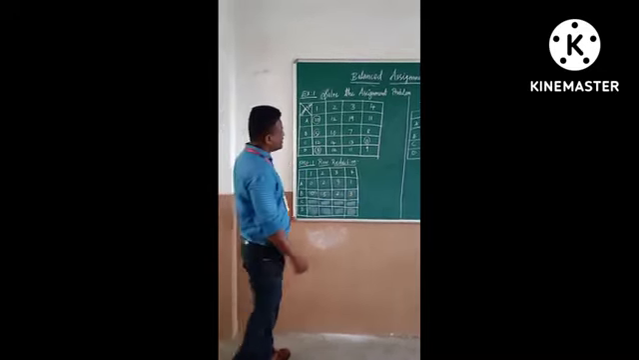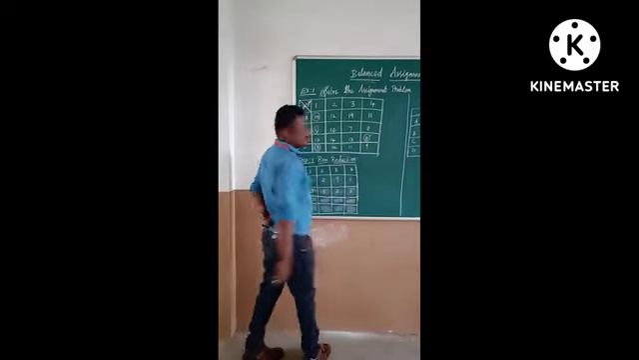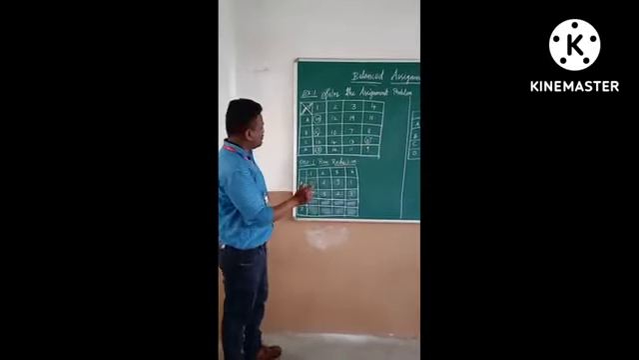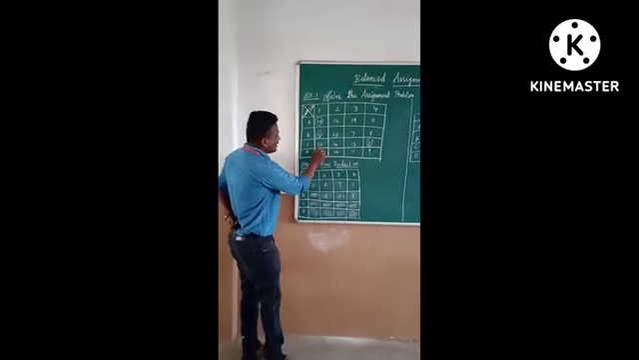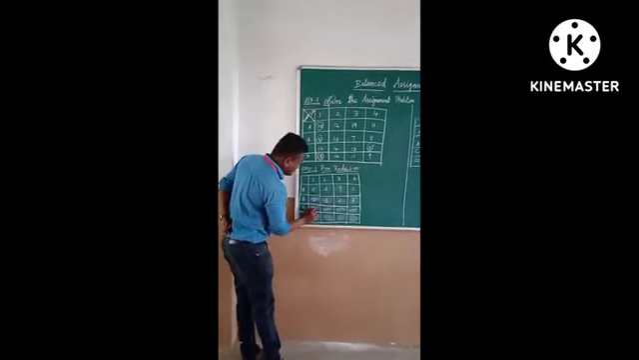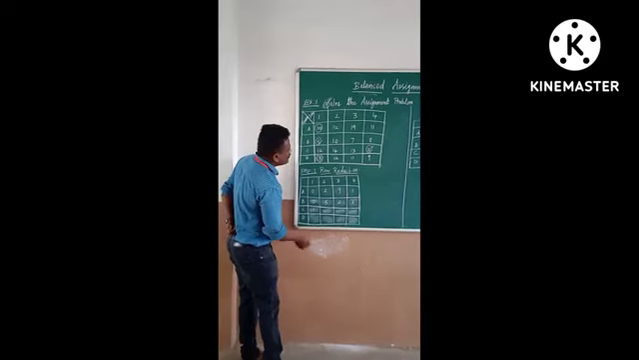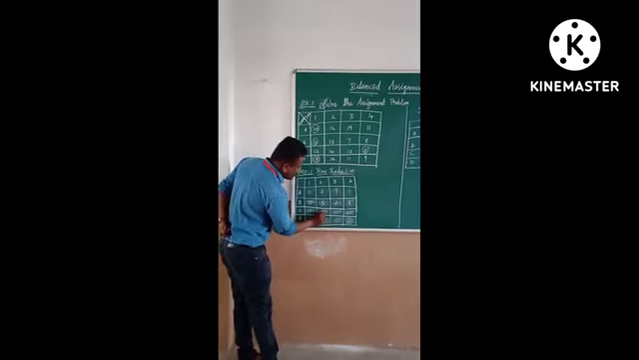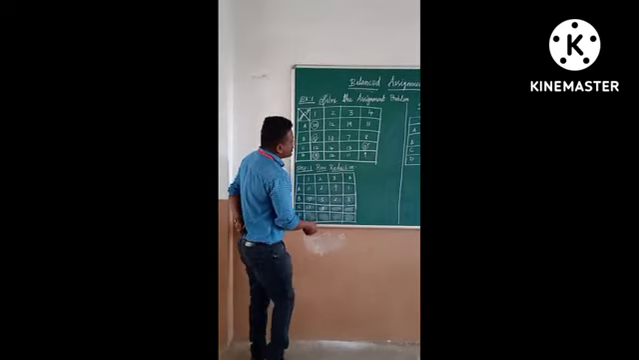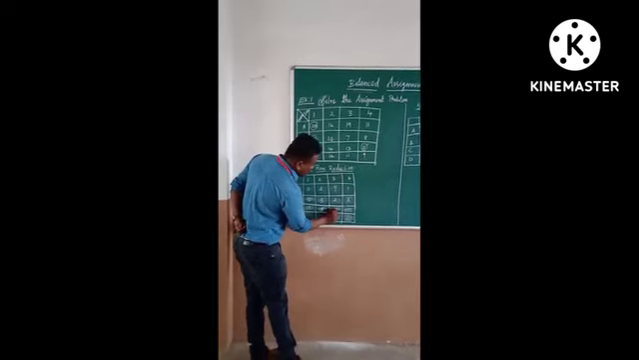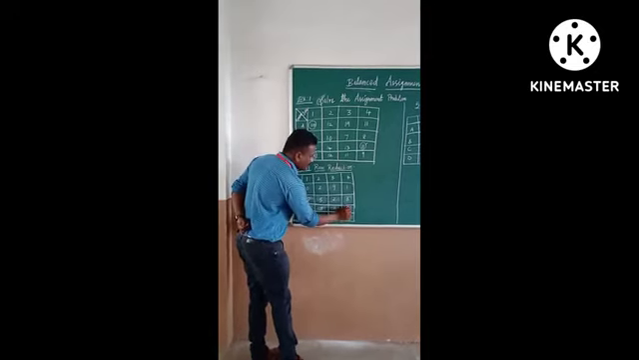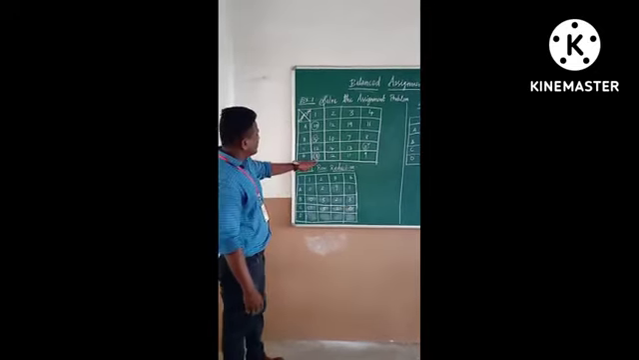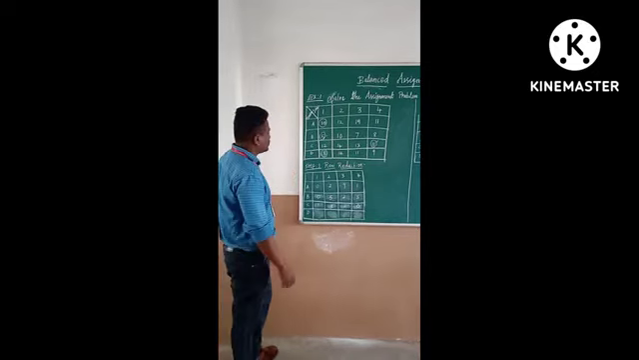Here the least element is 11. That element has to be subtracted from all other entries in the third row. Now 12 minus 11 is 1, 14 minus 11 is 3, 13 minus 11 is 2, 11 minus 11 is 0. Now let us come to the last row, that is the fourth row.